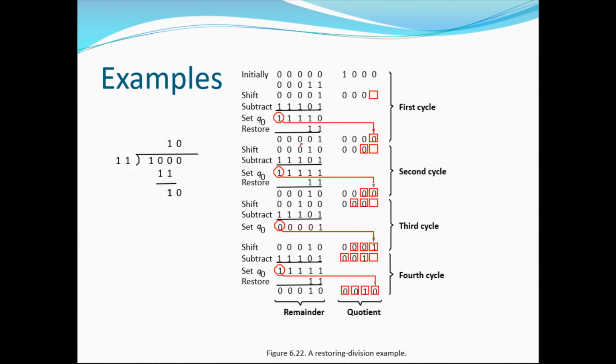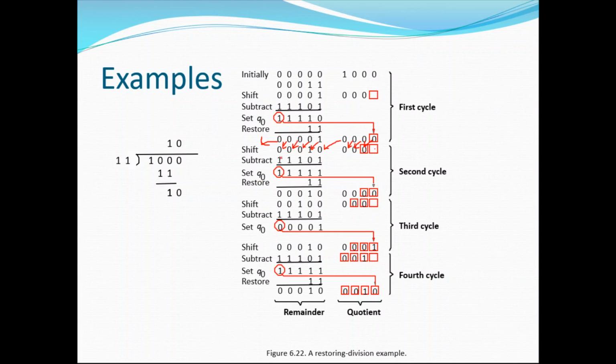So after restoring, what you should do is shift again to the left. Once again shift all these to the left. When you do that, this 0 will go here, this 0 comes here, this 0 comes here, this 0 comes here, this 1 comes here, this 0 comes here, and here a vacant place is created, right?